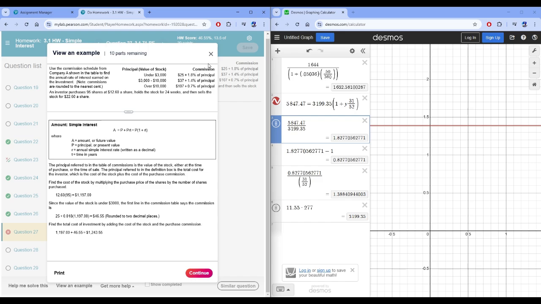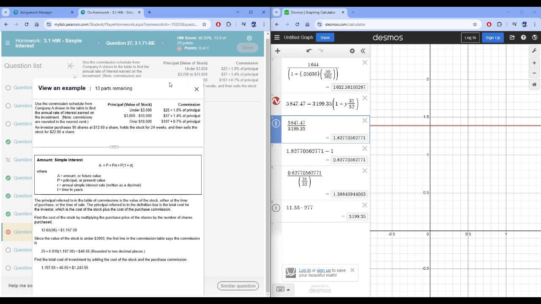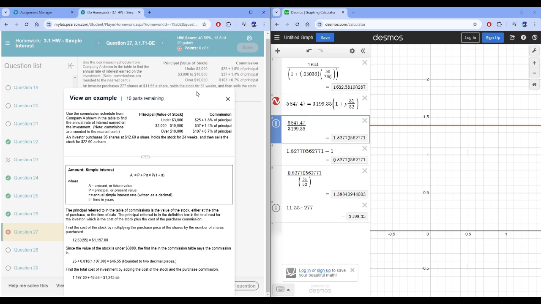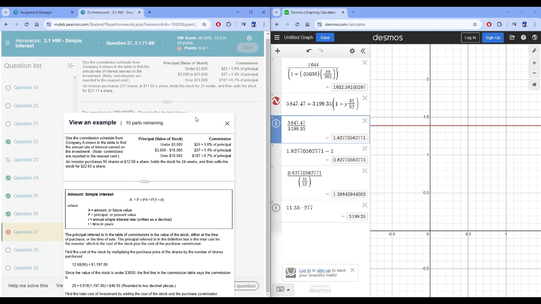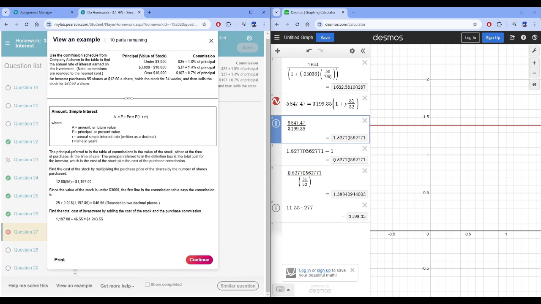Oh my goodness. Commissions are... I don't understand the commissions. The principal referred to in the table of the commissions is the value of the stock, either the time of purchase or time of sale. The principal referred to in the definition box is the total cost for the investor, which is the cost of the stock plus the cost of the purchase commission. Oh my goodness, I did not do this.